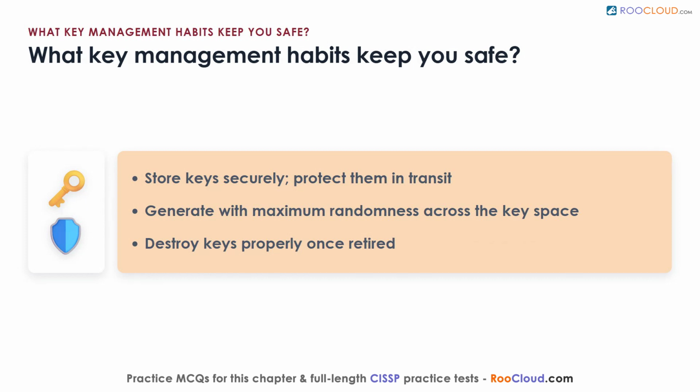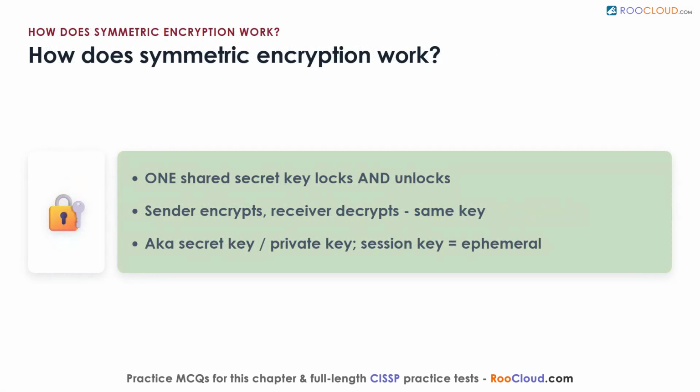How does symmetric encryption actually work? It relies on a single shared secret key. Everyone in the conversation holds the same key, and that one key both locks and unlocks the message. The sender encrypts with it, and the receiver decrypts with the very same value. Because the keys are identical, this is also called secret key or private key cryptography. Sometimes the shared key exists only for one session and is then thrown away, which is called an ephemeral key. A handy memory hook is that symmetric means same key on both ends. Think of two people sharing one identical key to the same locker.